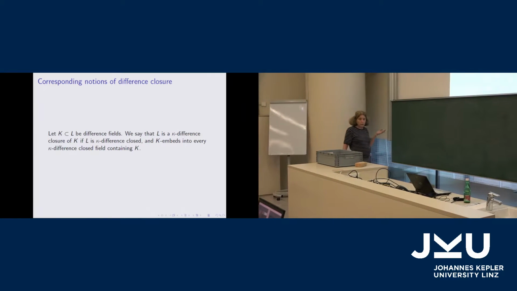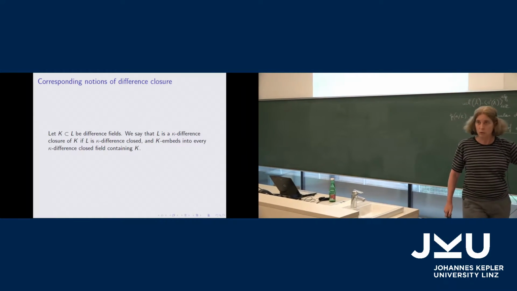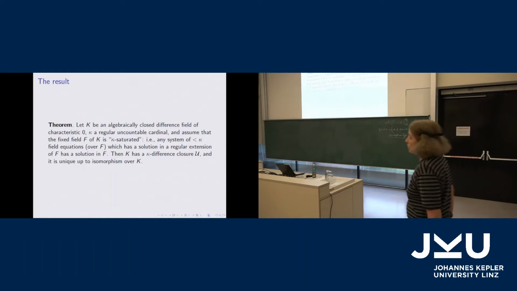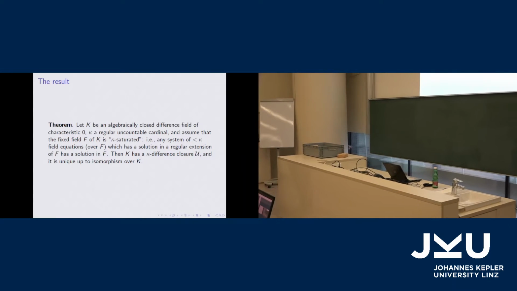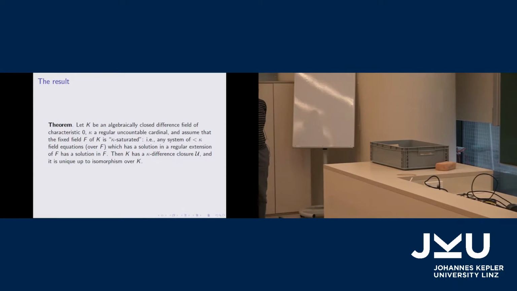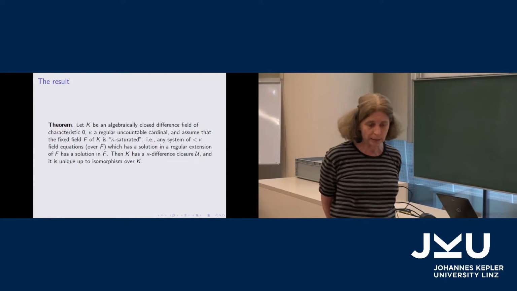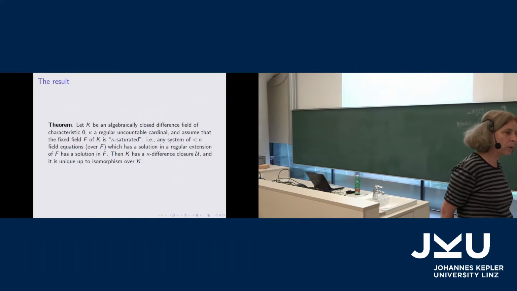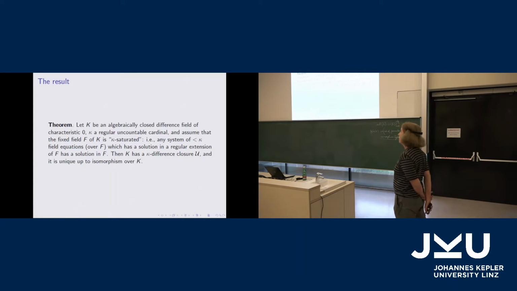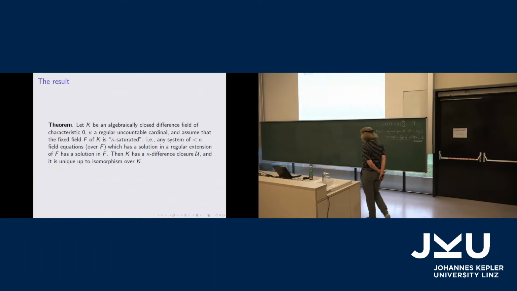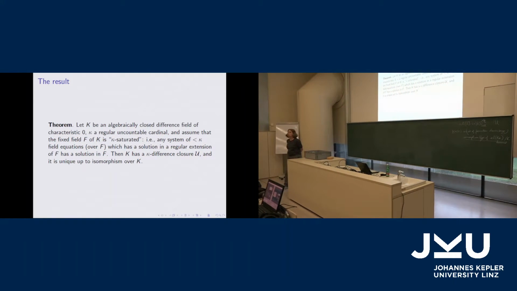Then you have the notion of kappa difference closure, which is the obvious one. It has to be kappa difference closed and embed into every kappa difference closed field which contains your field. Okay? Good. And the theorem is the following. In characteristic zero, you take an algebraically closed difference field of characteristic zero. You take Aleph 1, let's say. You assume that the fixed field F is Aleph 1 saturated, meaning every countable system of polynomial equations with coefficients in F, which has a solution in a regular extension, has a solution in F. And then the conclusion is that not only does a kappa difference closure, an Aleph 1 difference closure, exist, but in fact it's unique up to isomorphism over K.